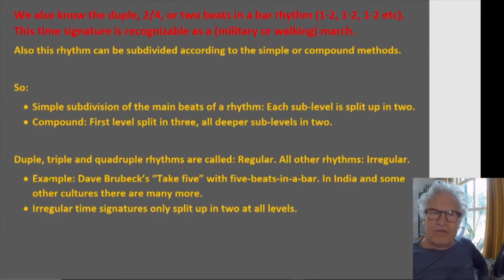We also know the duple rhythm, time signature, 1, 2, 1, 2, 1, 2, 1, 2. That's the time signature used for marches, military or hiking marches. Also, this rhythm can be subdivided according to the simple or the compound methods.